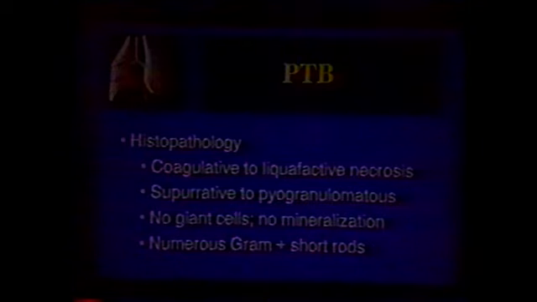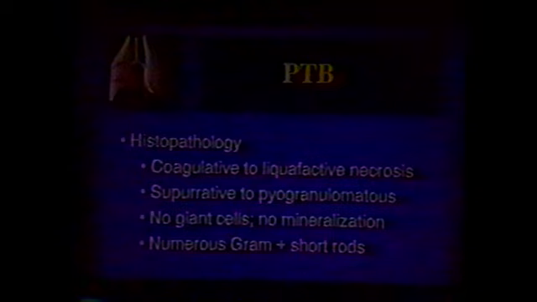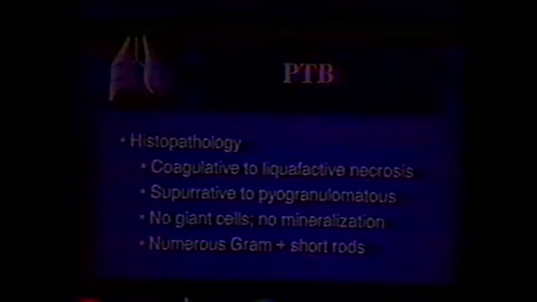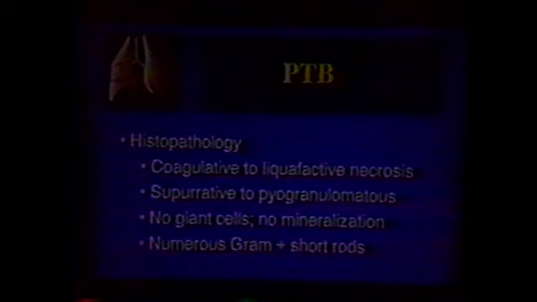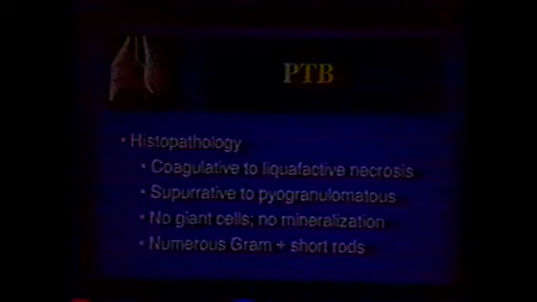Histologically, again, what we see with pseudotuberculosis is coagulative to liquefactive necrosis early that becomes suppurative, and then it progresses to pyogranulomatous with time. No giant cells, no mineralization. And if you suspect that you're dealing with this disease, the nice thing is that they're gram-positive short rods that can be well visualized by the appropriate gram stain or special stain.